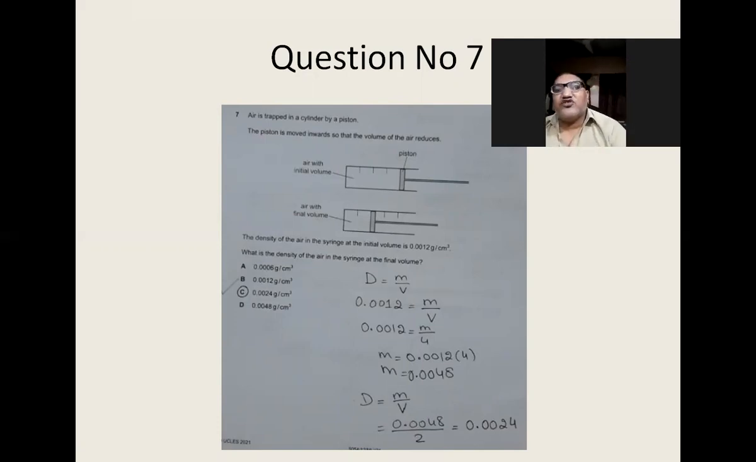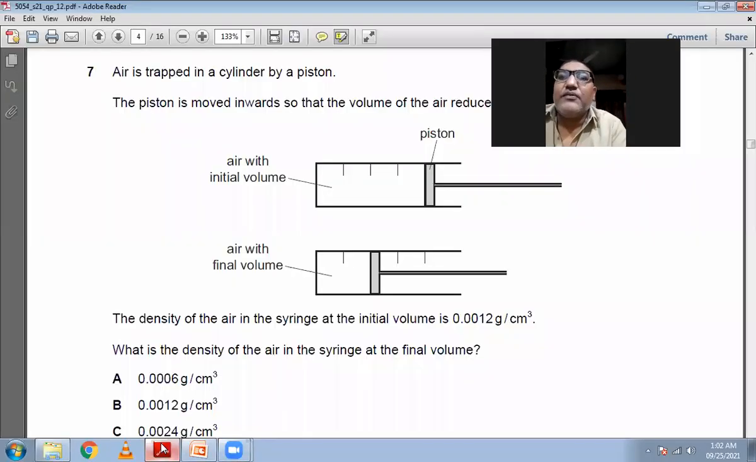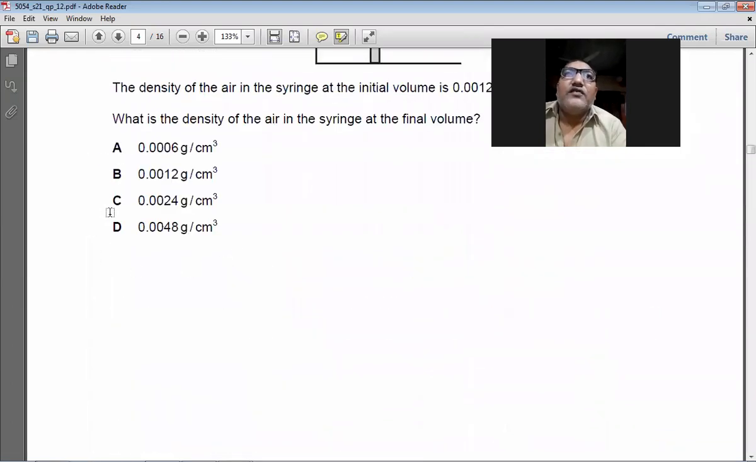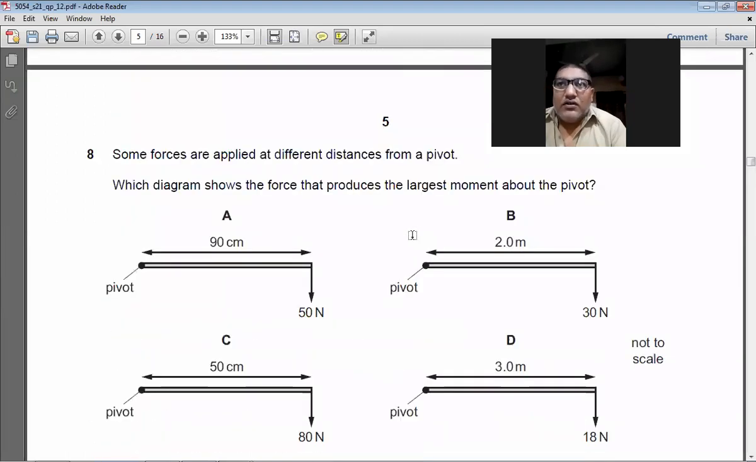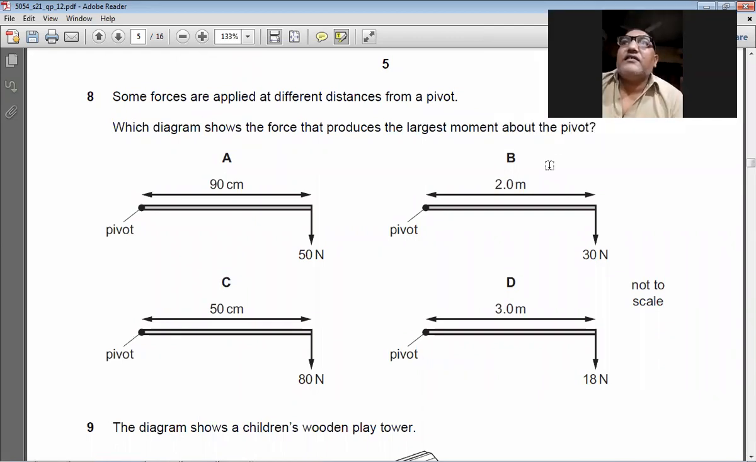Hopefully you have understood. So let's move to the next question, and the next question is showing up on your screen. For question number 7, C was the right answer. So let's move to the next question. The next question, which is coming up on your screen, is this.